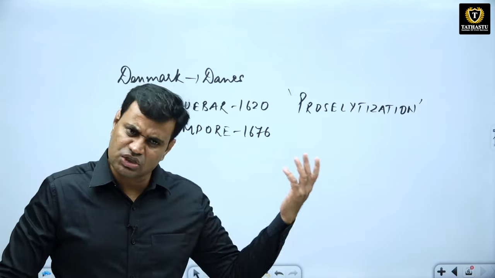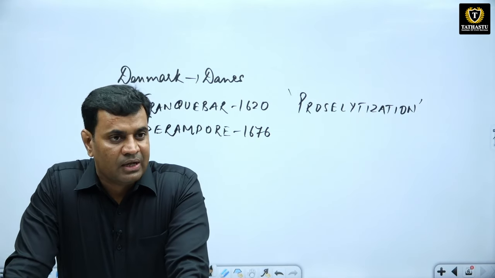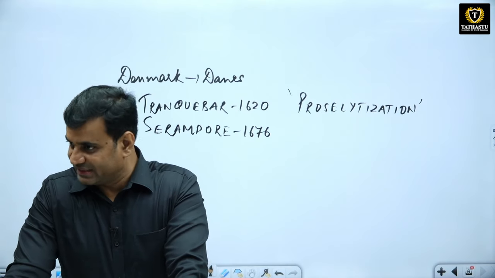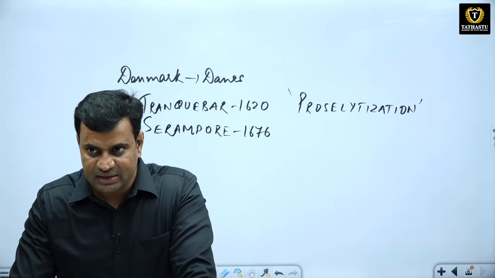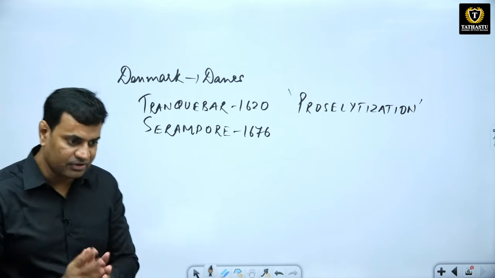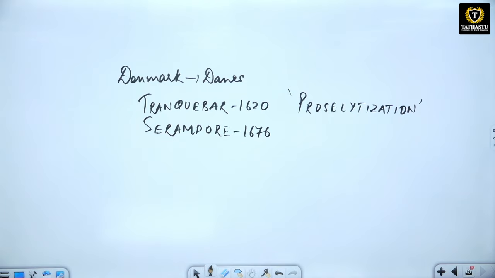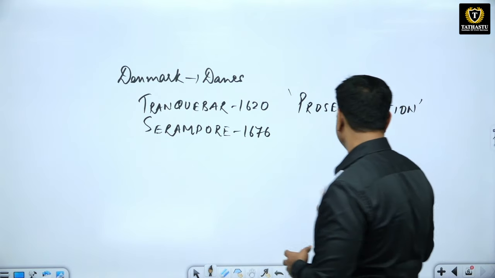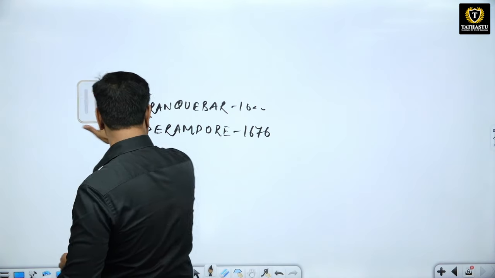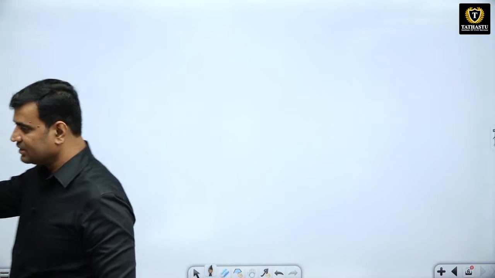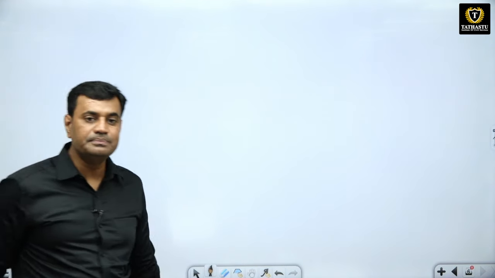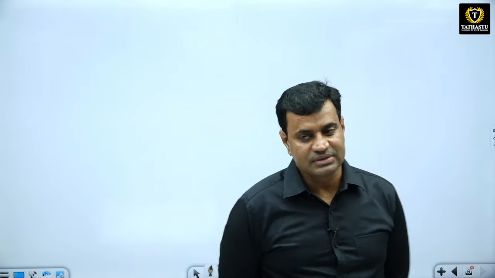So proselytization took place to some extent, no doubt. So this was at Sharampur. Danes, clear? The last one being the French. Change paragraph. The fifth and the last European traders to arrive in India were the French.